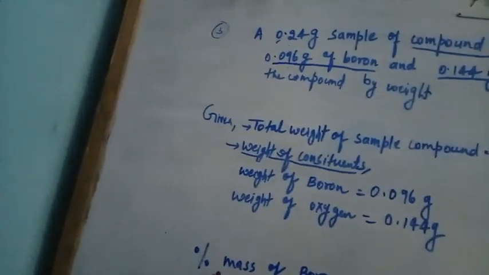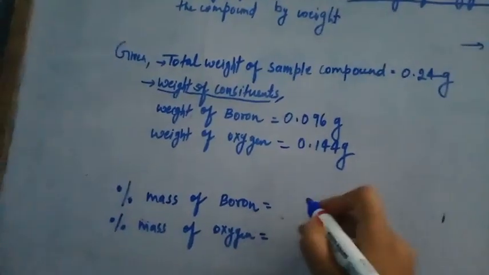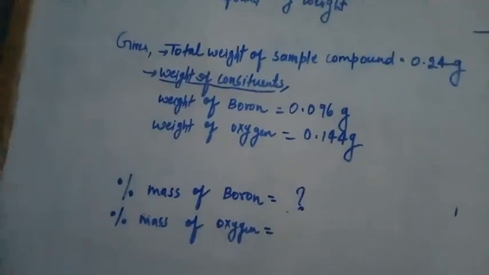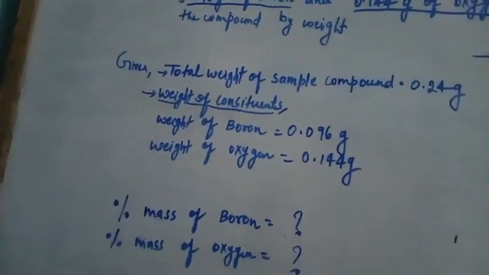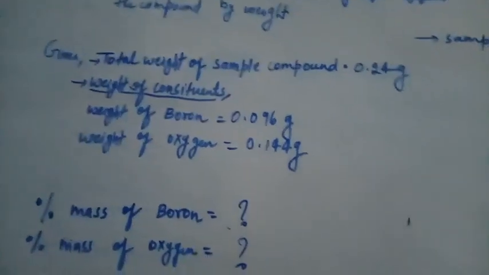Now the percentage mass of boron we have to calculate. We don't know that. And the percentage mass of oxygen also we don't know, we have to calculate. It is asking to calculate the percentage composition.